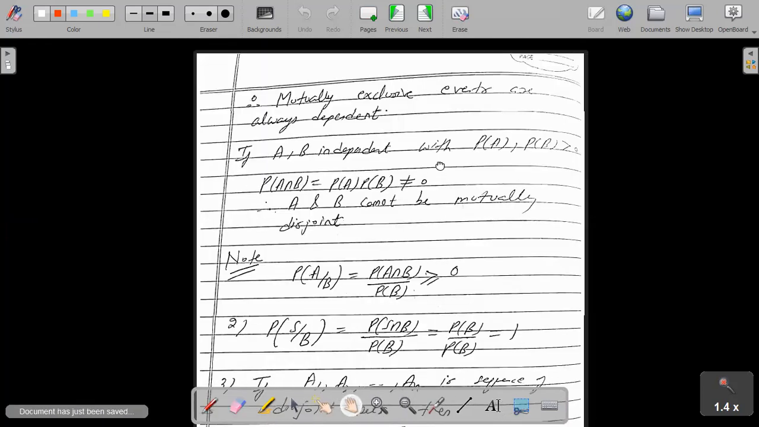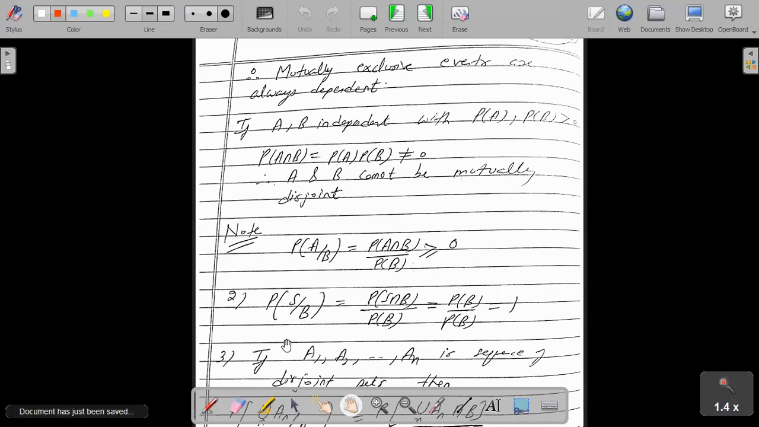So mutually exclusive events are always dependent, right? So if A and B are independent events, with probability of A and probability of B positive, what do you get? What is probability of A intersection B?